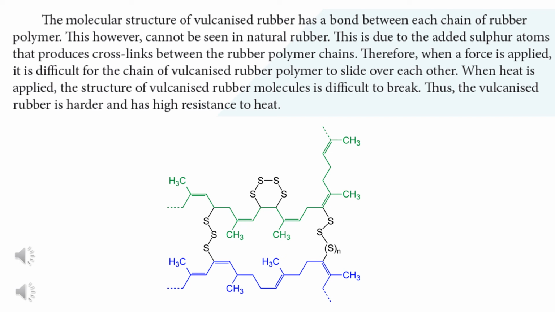When a force is applied, it is difficult for the chains of vulcanized rubber polymer to slide over each other. When heat is applied, the structure of vulcanized rubber molecules is difficult to break. Thus, the vulcanized rubber is harder and has high resistance to heat.